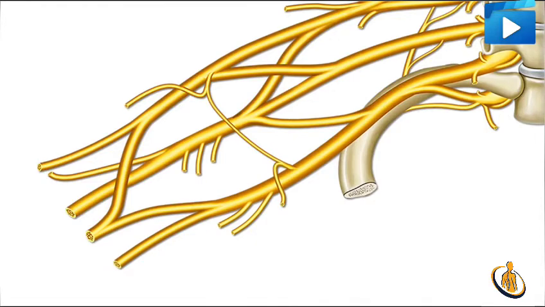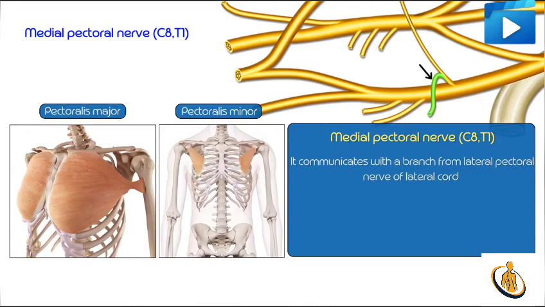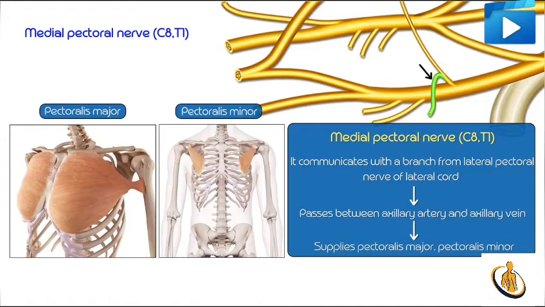So the first one is the medial pectoral nerve with a root value of C8 and T1. It communicates with a branch from the lateral pectoral nerve of the lateral cord. It passes between the axillary artery and the axillary vein, and mainly it gives innervation to the pectoralis major muscle and also to the pectoralis minor.